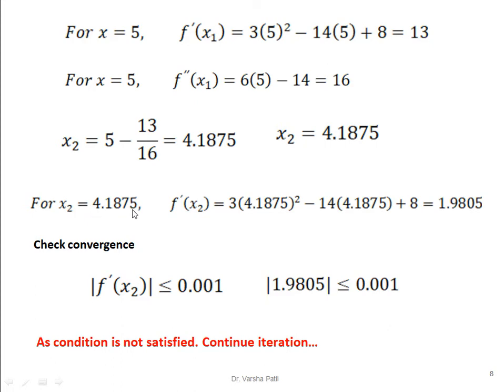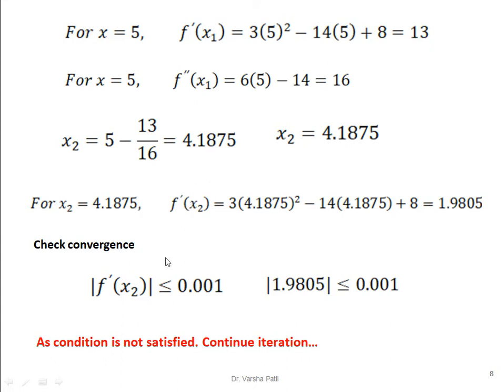After the first iteration we check the convergence condition. x2 is equal to 4.1875. We take the derivative at this value and we get 1.905. Our convergence condition is that f'(x2) is less than or equal to 0.001. Still the condition is not satisfied. We continue the iteration. Now we have x2, and we calculate f'(x2).